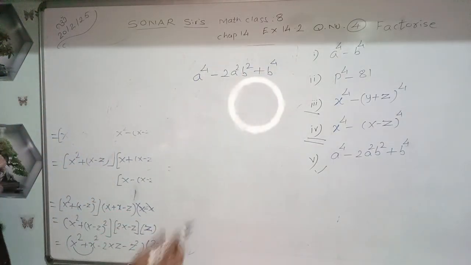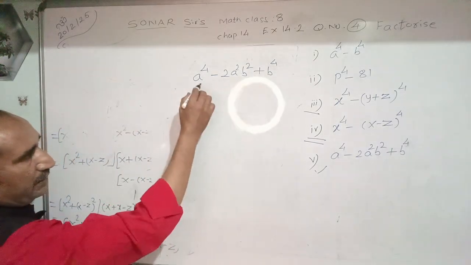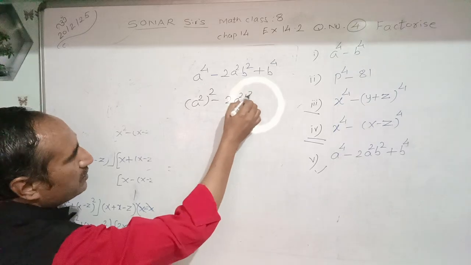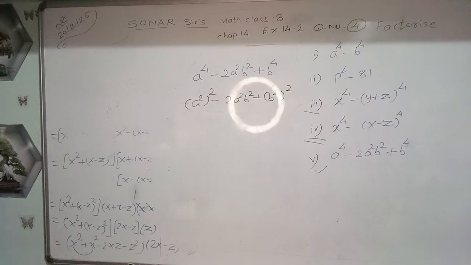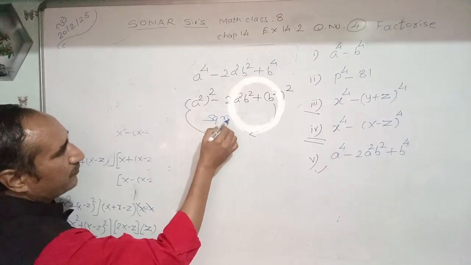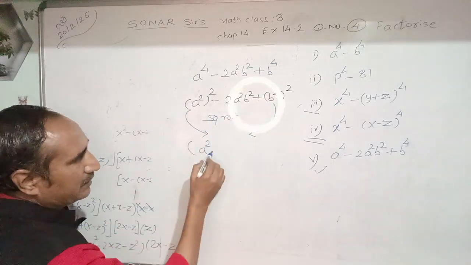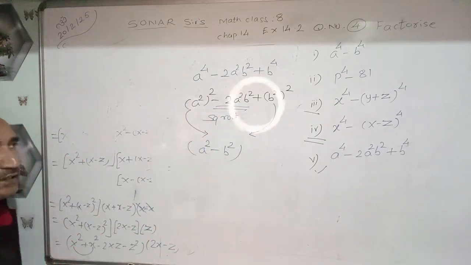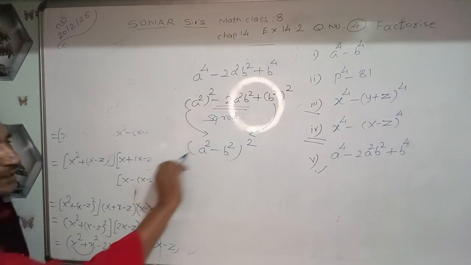Now here we can see there are three terms. As there are three terms, we can write it like this: (a square) bracket square, 2a square b square and this (b square) bracket square. Again, as per the previous trick, this one is a perfect square, this one is a perfect square. So we have to take square root of these two terms. Square root of this term is a square and this term is b square, and the sign of the middle term is minus. And this whole bracket square. So these are the factors.